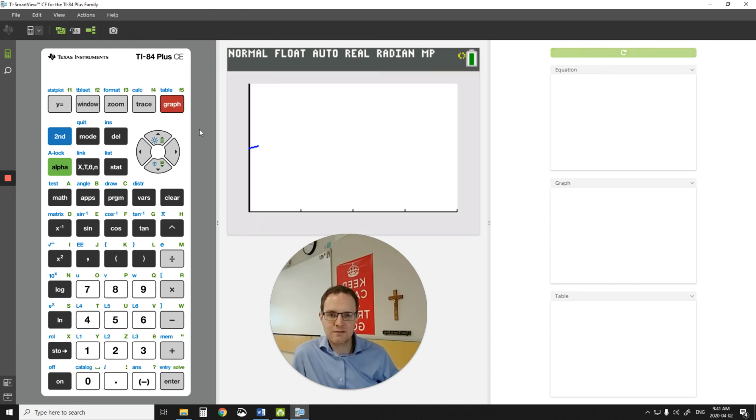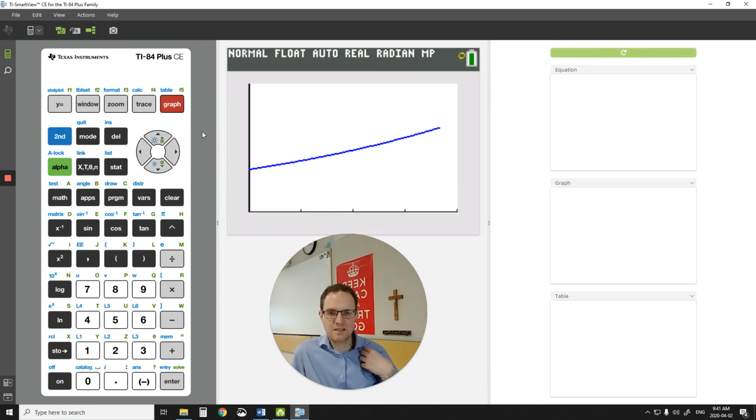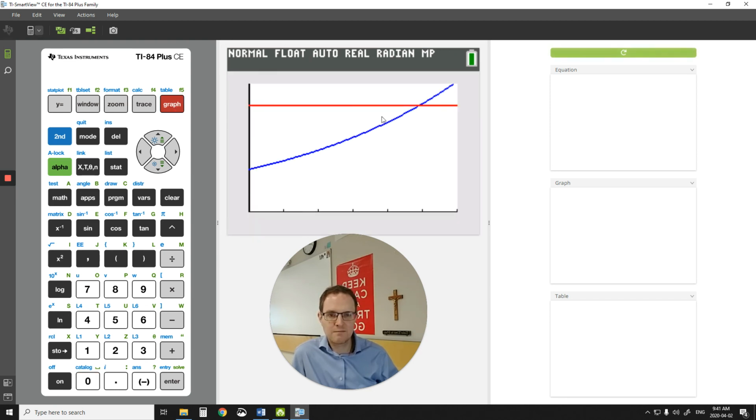And then hit graph. Okay, I'm not going to be able to see the 2,500 because I haven't changed the window. I want to go to 2,000 here. So I'm going to go up to 3,000 and hit graph on that. Let's see what it looks like. Not quite on the X there, so I'm just going to increase my X here to about 30, from 20 to 30. Yeah, it looks pretty good.